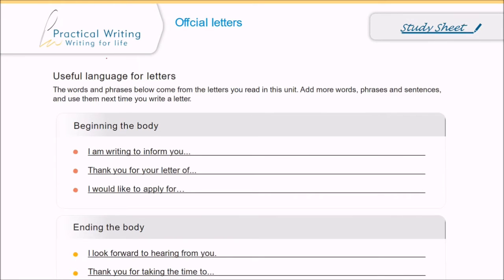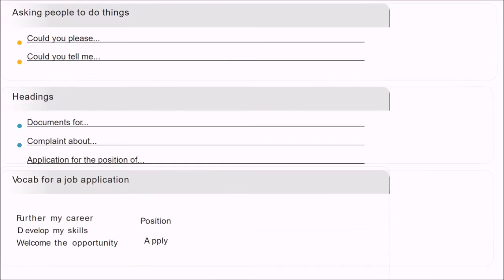First of all, with official letters, these are the useful language for letters. These are the words and phrases. These come from letters you read just now, and you can add more words, phrases, and sentences, and you can use these next time you write a letter. You can start the body by "I'm writing to inform you," or "Thank you for your letter," or "I would like to apply for," and you can end with "I look forward to hearing from you," and "Thank you for taking the time to read."